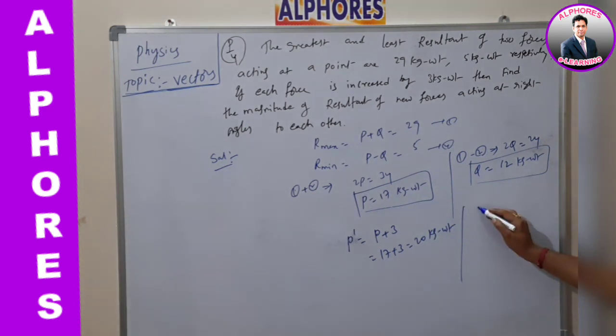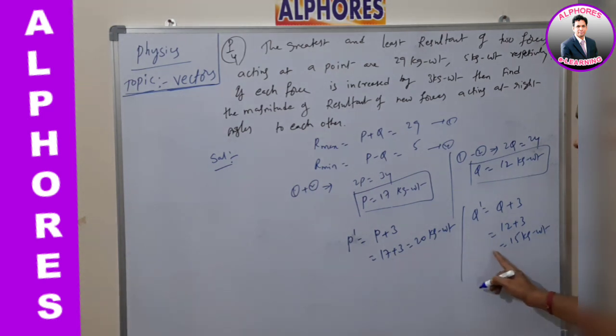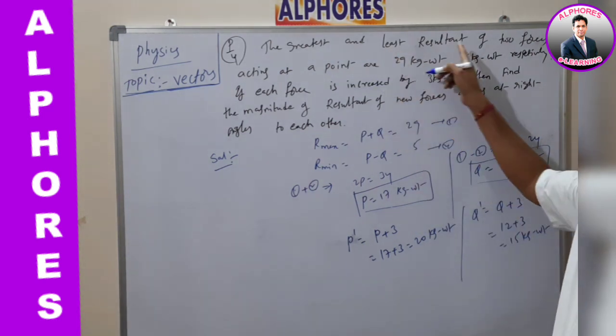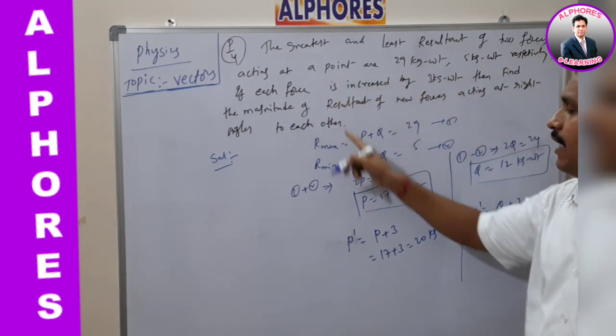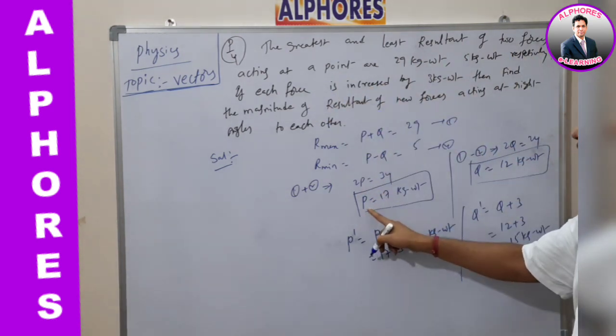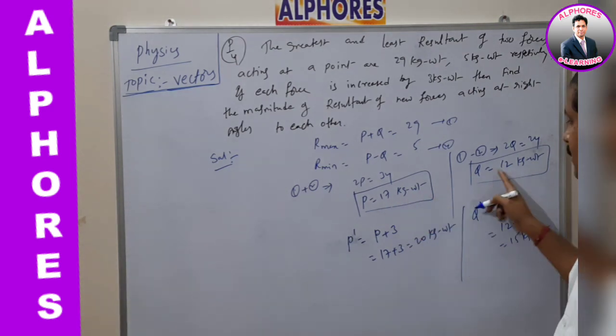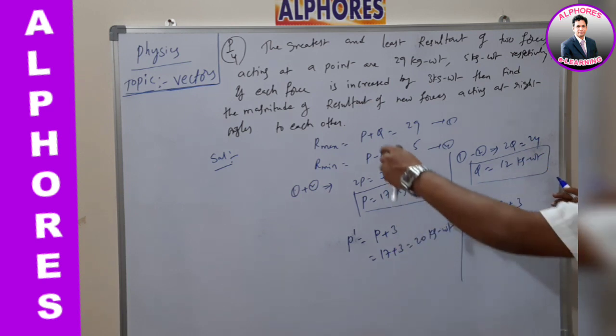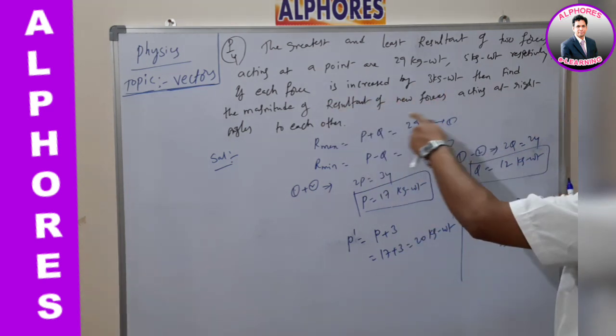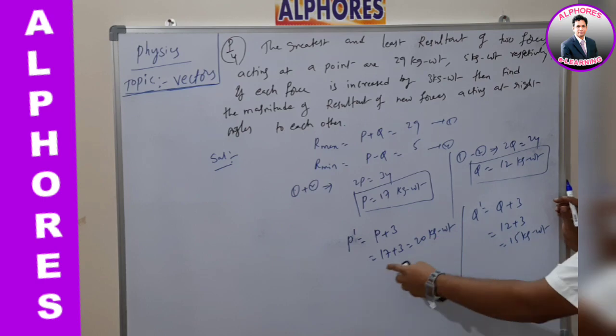Okay, and Q dash is equal to how much? Q dash is equal to Q plus 3. That means 12 plus 3, that means 15 kg weight. Okay, these are the new forces acting on the two particles. P is equal to 17 kg weight and Q is equal to 12 kg weight. According to the second condition, each force is increased by 3 kg weight. Then to find the magnitude of the resultant of two forces, what are the new forces here?